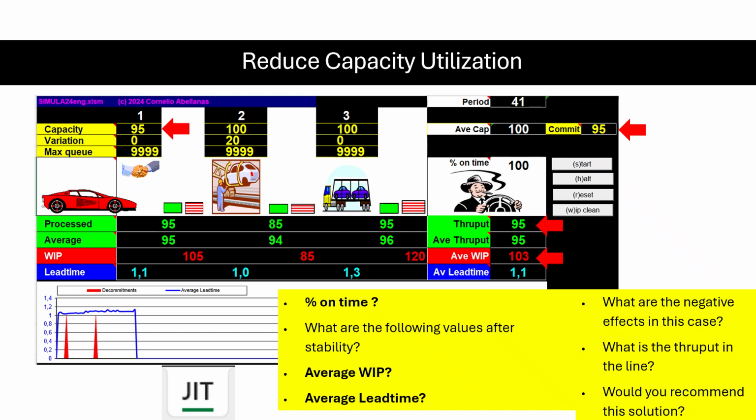Questions. Percent on time? What are the following values after stability? Average WIP? Average lead time? What are the negative effects in this case? What is the throughput in the line? Would you recommend this solution?